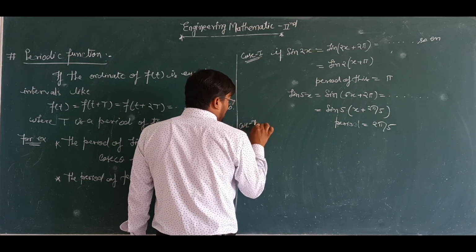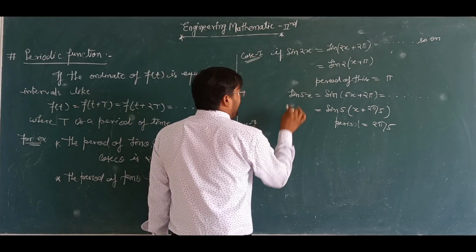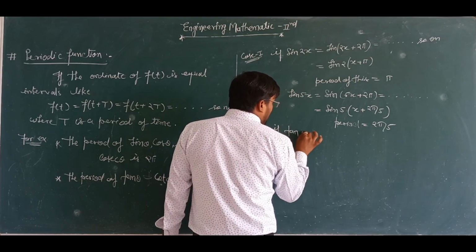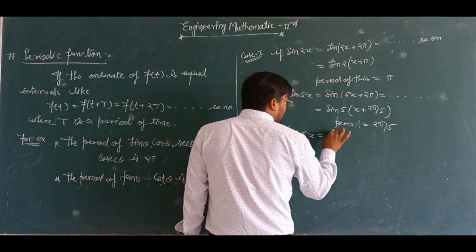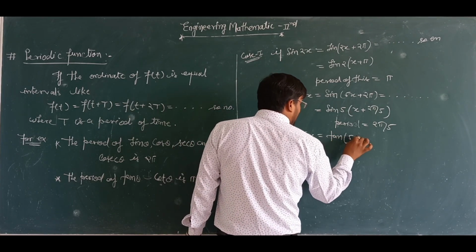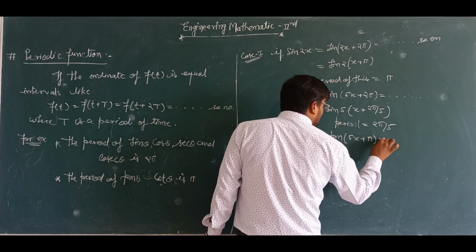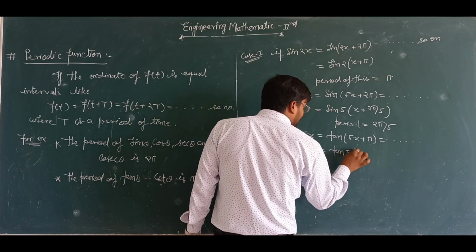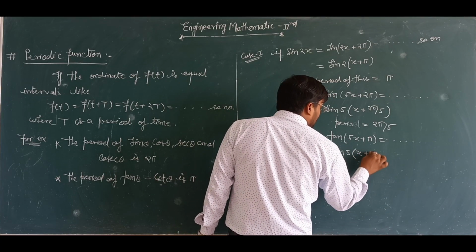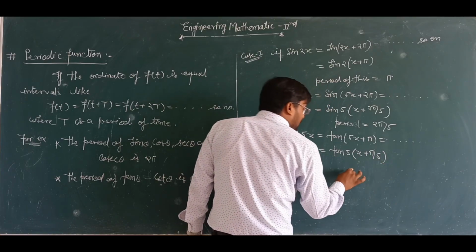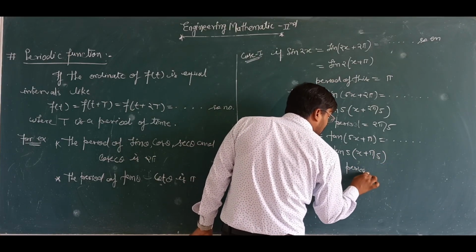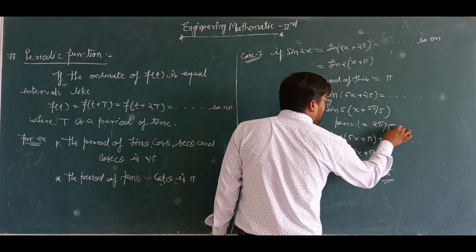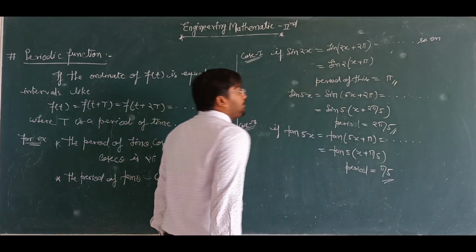Case number second. This is very important for your examination. If tan 5x, you can write tan of 5x plus pi, and so on. You can write tan of 5 times x plus pi by 5. The period, called the periodic time, is equal to pi by 5. Pi by 5. This is very important.